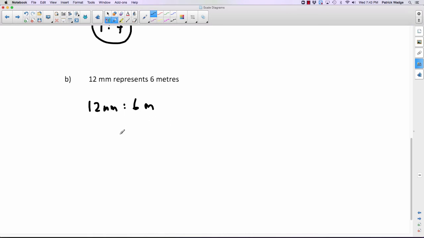So there's a couple things you could do. You could switch your millimeters into meters. You could switch your meters into millimeters. Or you could switch both of them into something else, like centimeters. I think it's probably easiest if you switch them both to millimeters. So in other words, I would keep this one as millimeters, and I would figure out how many millimeters is 6 meters.